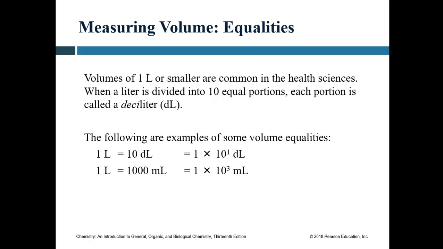Volumes of 1 liter or smaller are common in the health sciences. When a liter is divided into 10 equal portions, each portion is called a deciliter. The following are examples of some volume equalities. A liter is 10 deciliters. We do know that a liter is 1,000 milliliters.